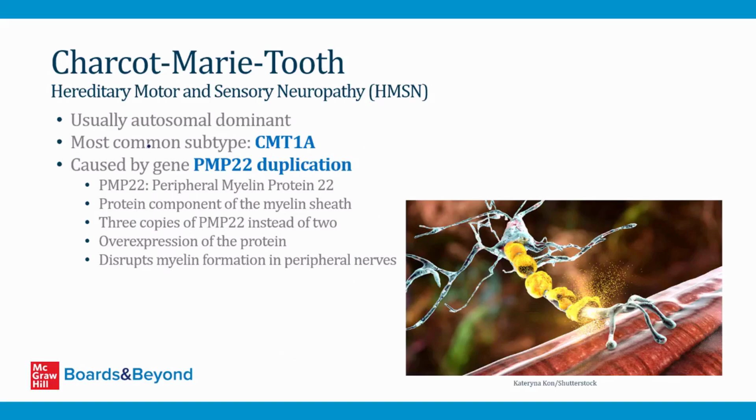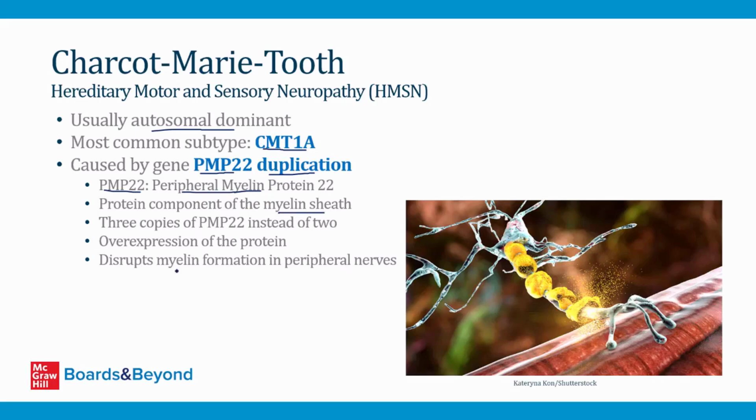As I said before, this is a hereditary disorder, and it's usually passed down through families in an autosomal dominant manner. The most common subtype is Charcot-Marie-Tooth 1A or CMT1A. And the genetic cause of this subtype is a PMP22 duplication. So let me explain what I mean by this. PMP22 stands for peripheral myelin protein 22. And as the name implies, it's a protein component of peripheral myelin sheaths.